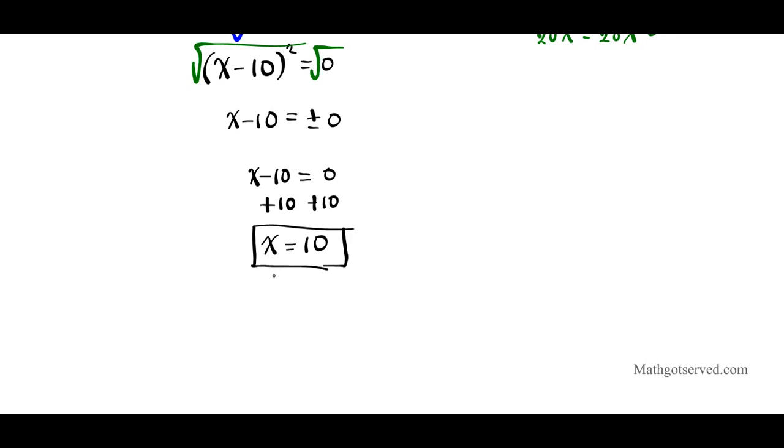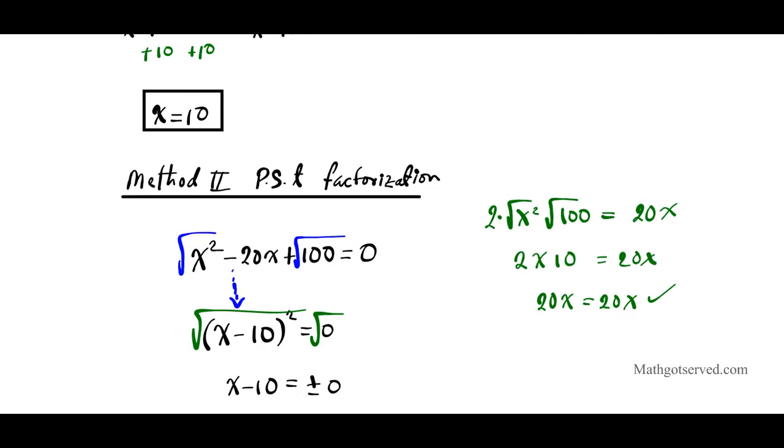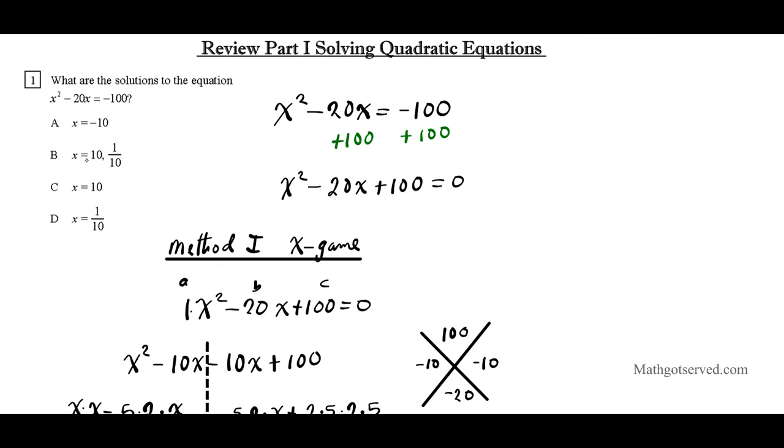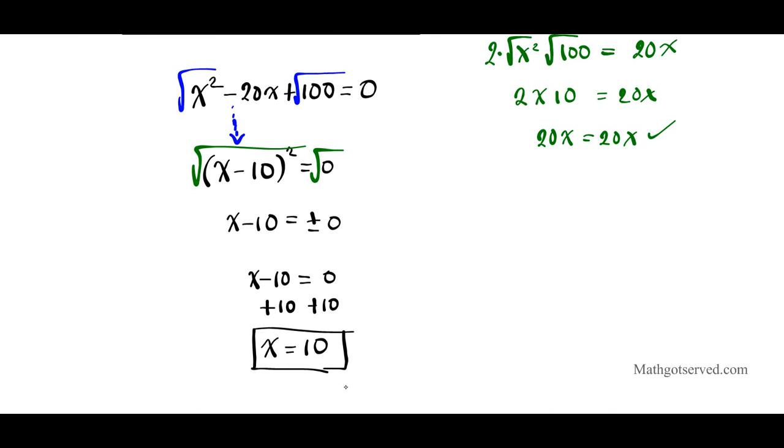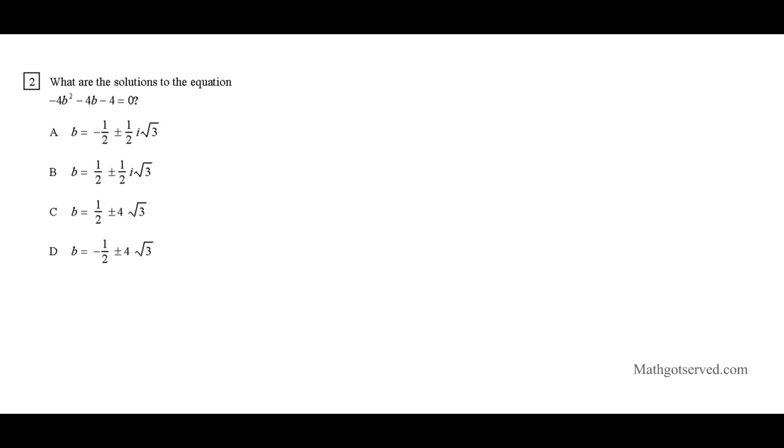All right. Now let's go ahead and take a look at the next problem. Well, let's circle our answer for number 1. Our answer for number 1 is C. We got 10 in both methods. You can see that method 2 is much quicker. All right, next question, number 2.